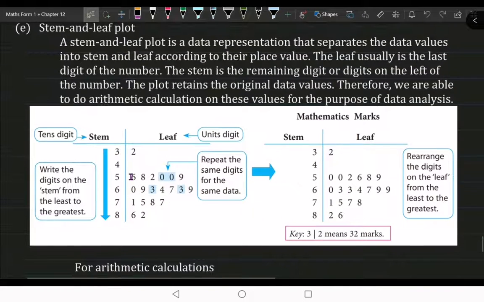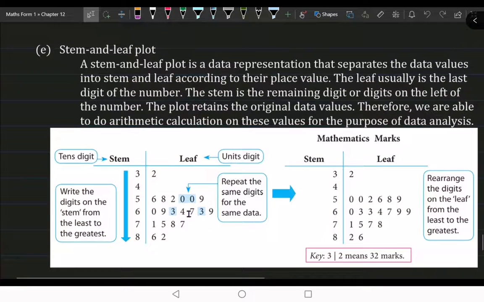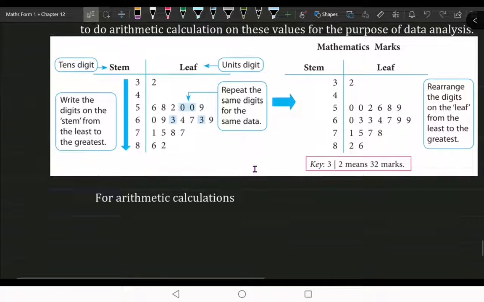But this one is for numerical data only. Numerical data only. Categorical data cannot be used for this type of analysis. Okay, to present your data, this one is the total about this topic.